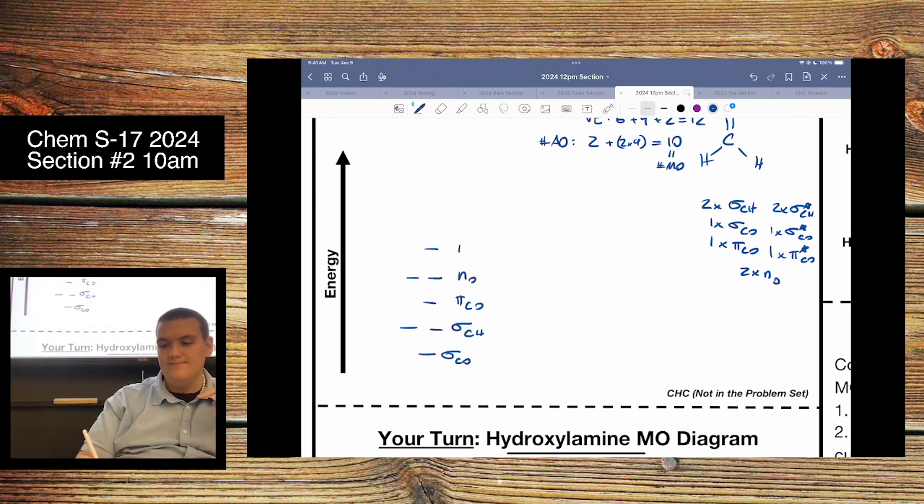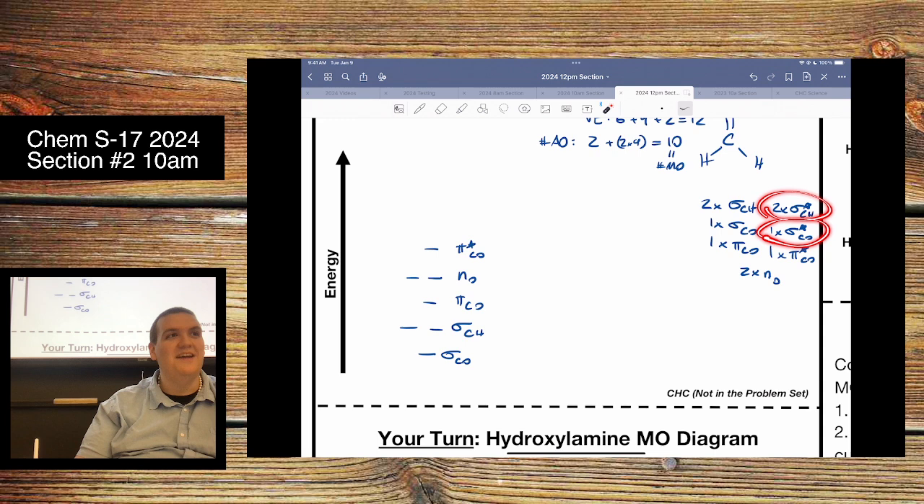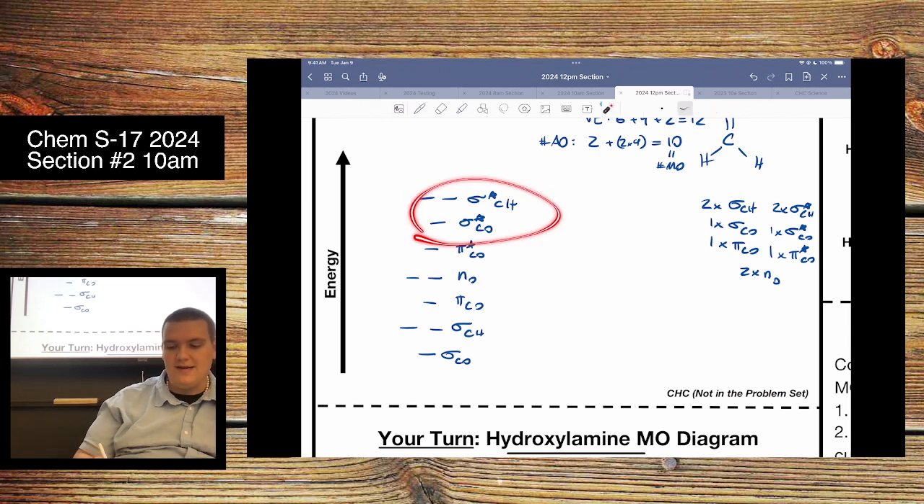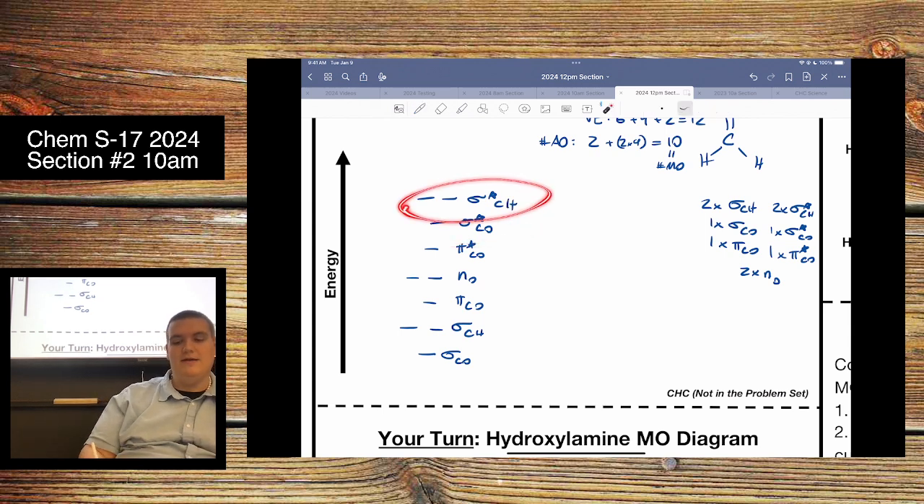Then we have the pi star. I know I'm going very quickly. Then we have the sigma star bucket. Which is going to be lower in energy, the sigma star CH or the sigma star CO? CO, exactly. So sigma star CO, then sigma star CH. So again, this is not exactly symmetric. You have 2 up top here and 1 at the bottom.